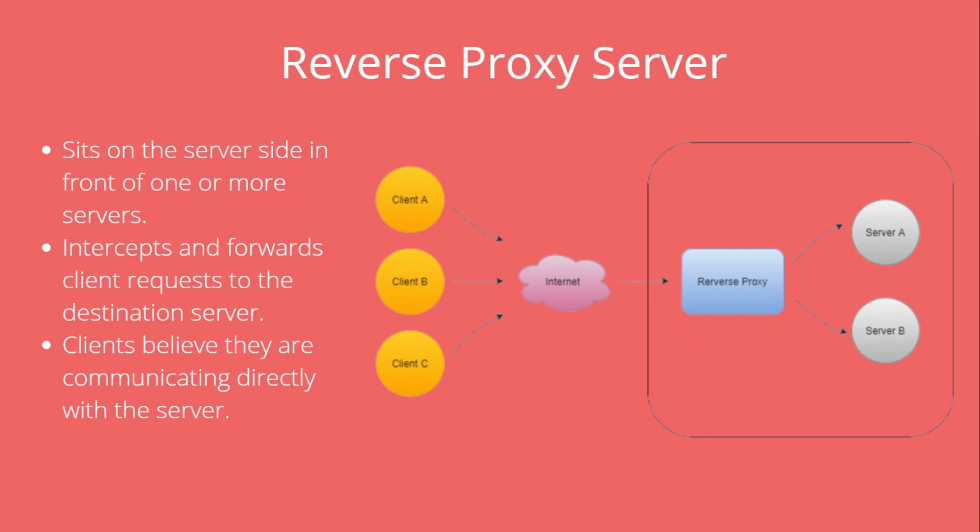On the other hand, there's what we call the reverse proxy server, which is a server that sits in front of one or more servers. When a client makes a request, the request is intercepted by the reverse proxy, forwarded to any of these servers, which generate a response back to the reverse proxy, which is then forwarded back to the client. So in this case, the reverse proxy makes sure that no client is interacting with the servers directly, but the clients believe that they are communicating with the server directly.